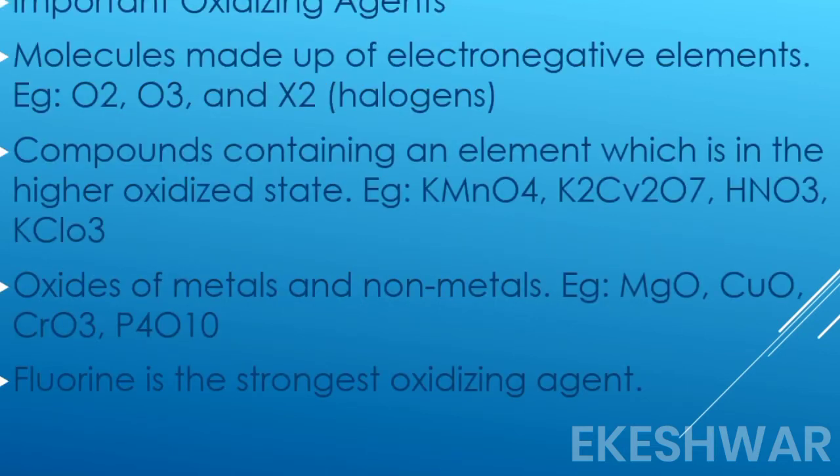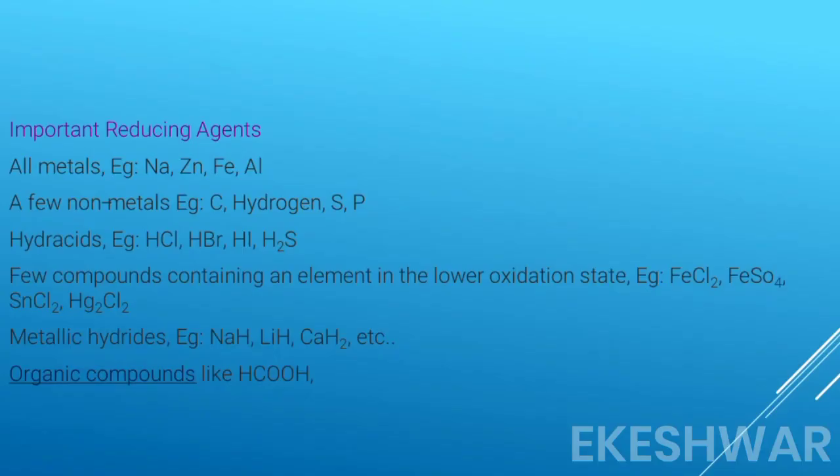Oxidizing agents include molecules made up of electronegative elements, for example O2, O3 and X2 halogens. Compounds containing an element in a higher oxidation state, for example KMnO4, K2Cr2O7, HNO3 and KClO3. Oxides of metals and non-metals, for example MgO, CuO, CrO3, P4O10. Fluorine is the strongest oxidizing agent.